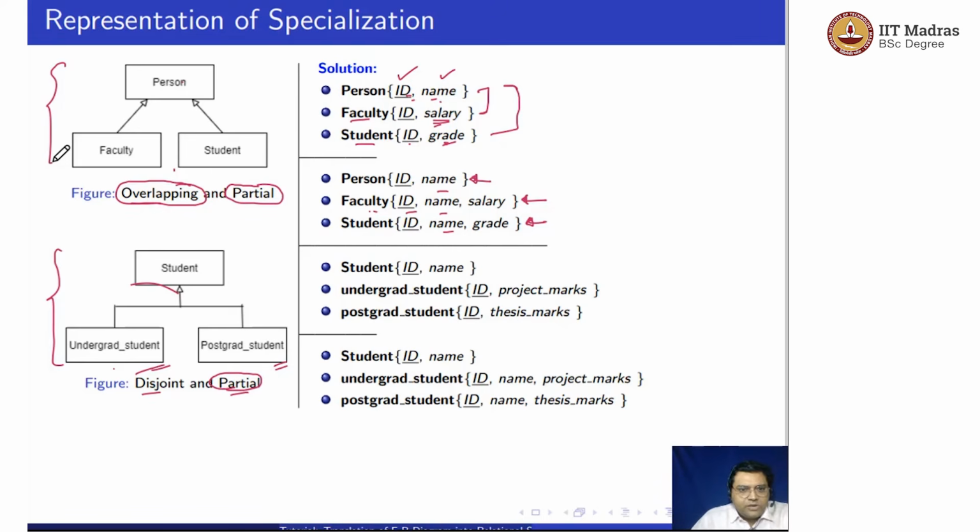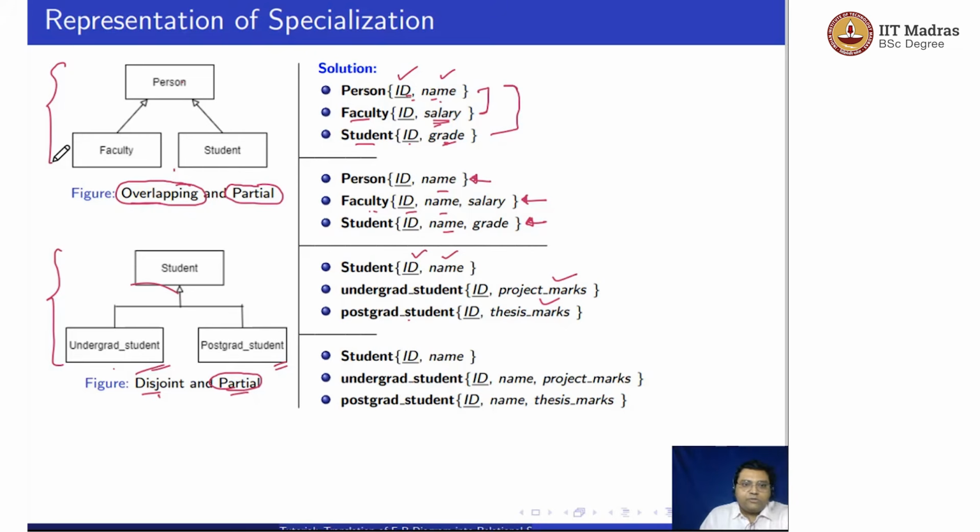Now what does this disjoint mean? A student cannot be both an undergraduate student and a postgraduate student at a time, right? They're disjoint. So they have to be either a postgraduate or an undergraduate student. This is the scenario. But the table representation will be similar to what we have seen before. Say the first case, the student having a student ID and student name. The undergraduate student has extra project marks, and a postgraduate student has extra thesis marks.